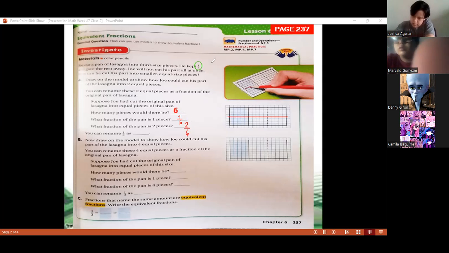And that is that model. Here in this model, we have 1, 2 colors. So 2 out of 6. 2 because we're coloring 2, 2 out of the 6 that we have.